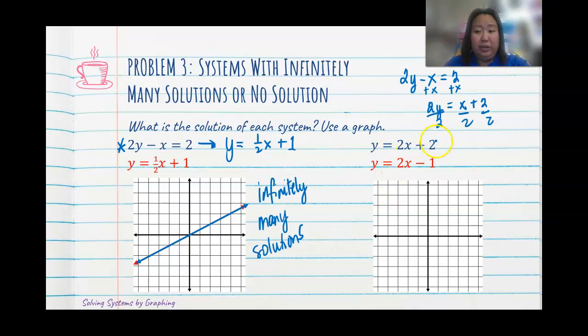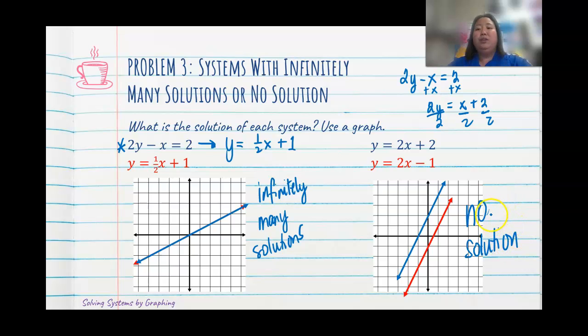You have y is equal to 2x plus 2, and the other one is y is equal to 2x minus 1. If you graph the first equation, this is how it would look. You have a y-intercept at positive 2, and your slope is 2 over 1, so you go up by 2, 1 to the right. The other equation, our red equation, has a y-intercept at negative 1, and again, the slope is 2 over 1. And so this is how it would look. Do we see any intersection between these two lines? Nope. So here we do not have a solution at all.